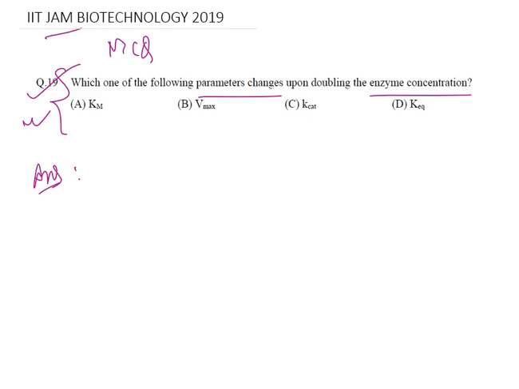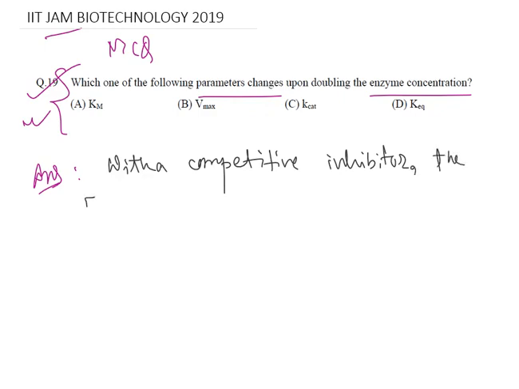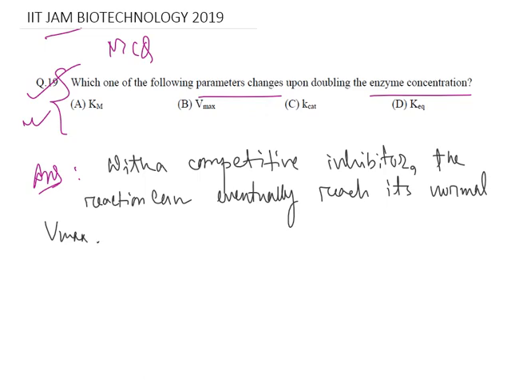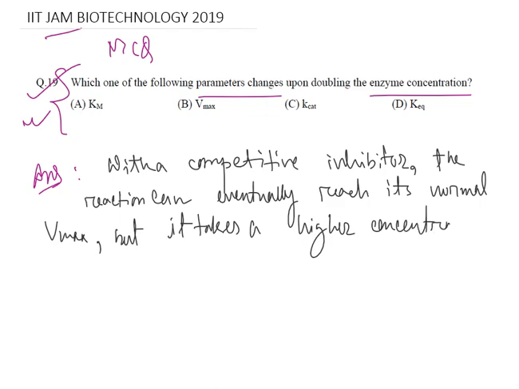As we know that with a competitive inhibitor, the reaction can eventually reach its normal Vmax, but it takes a higher concentration of substrate to get it there.